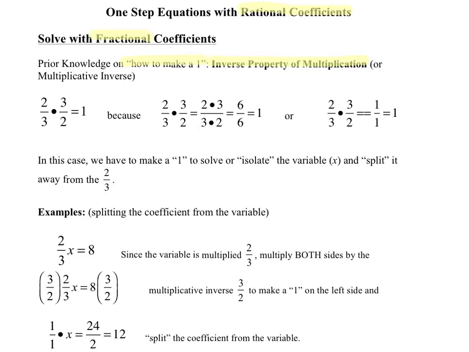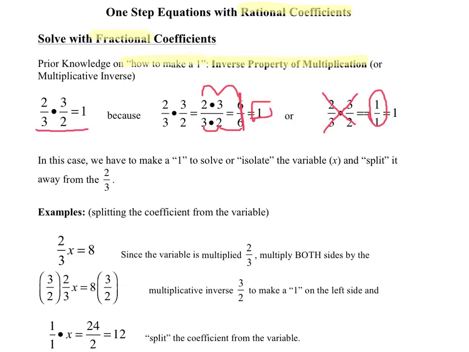So for example, if we take 2/3 times 3/2, we get 1. And the way that works, 2 times 3 will equal 6, and 3 times 2 will equal 6, and 6 divided by 6 gives us a 1. Another way to make a 1 is to cross cancel by 3 dividing into 3 to make a 1, 2 dividing into 2 to make a 1, and 1 times 1 is 1.